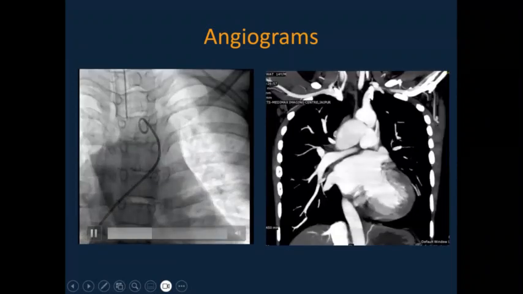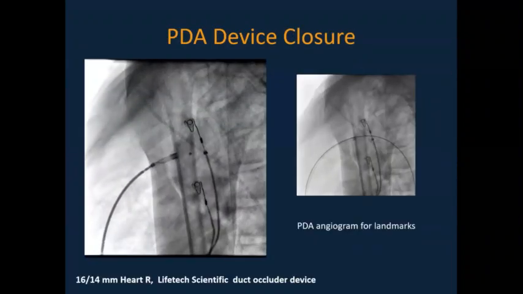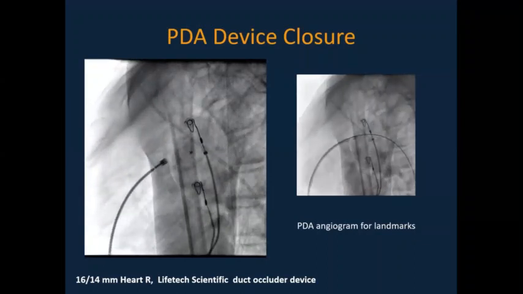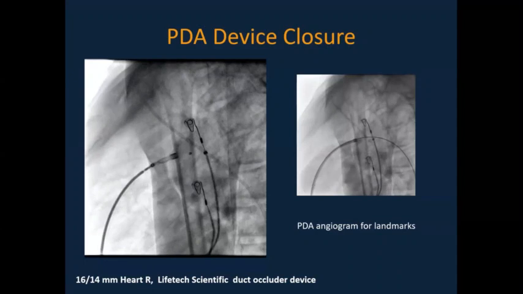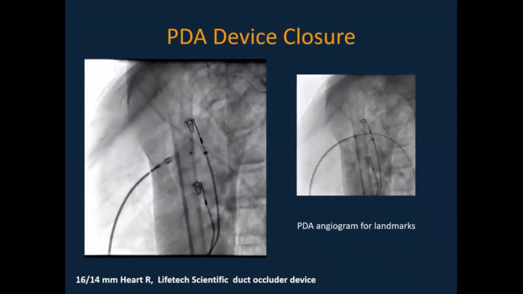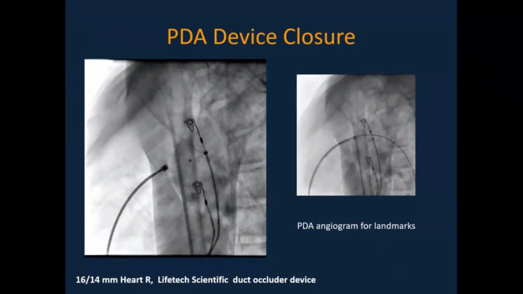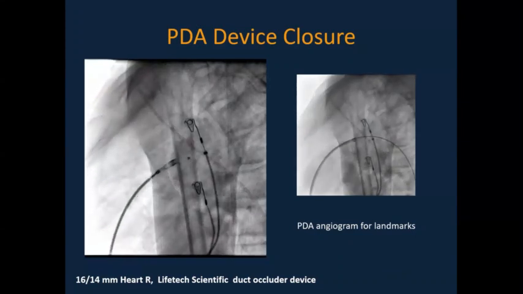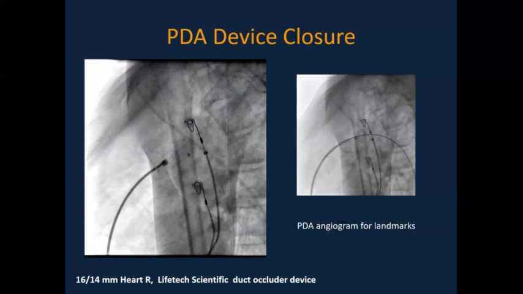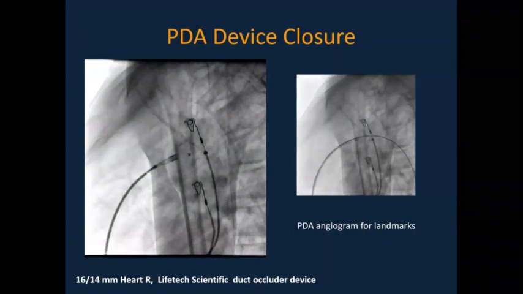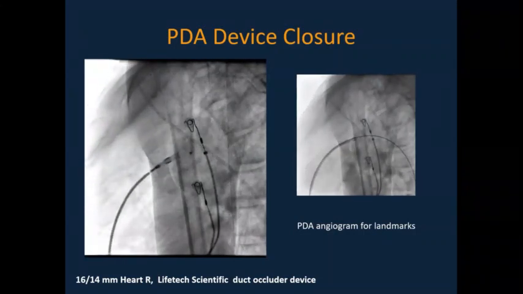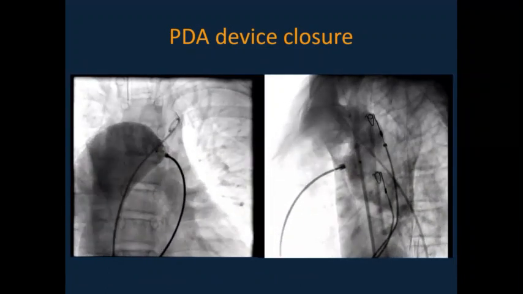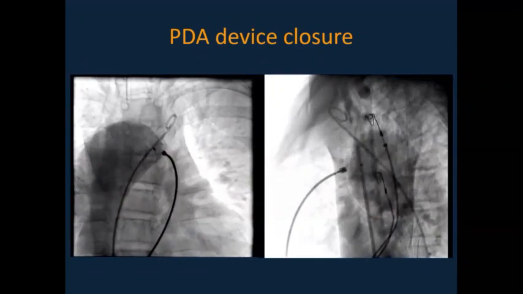So we proceeded with the PDA device first. A 14/8 device for closure of the PDA. Again, very limited landmarks, so we mostly depended on the echocardiography images for sizing the PDA, because whatever angiograms I did on the table, I was unable to define the PDA so well. The first step was successful. We closed the PDA, and once the PDA was closed, the anatomy was better defined.